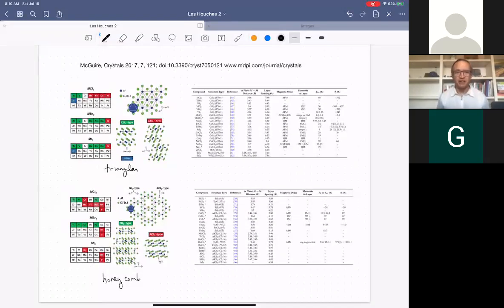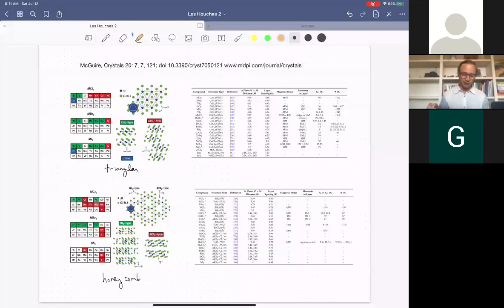There are actually many examples of van der Waals materials with intrinsic magnetism. Here's one nice review article, which is not complete, but does describe a couple of classes of very interesting 2D magnetic materials. Is this review article by Maguire? I put the reference here. He discusses mainly two classes of these magnetic materials.